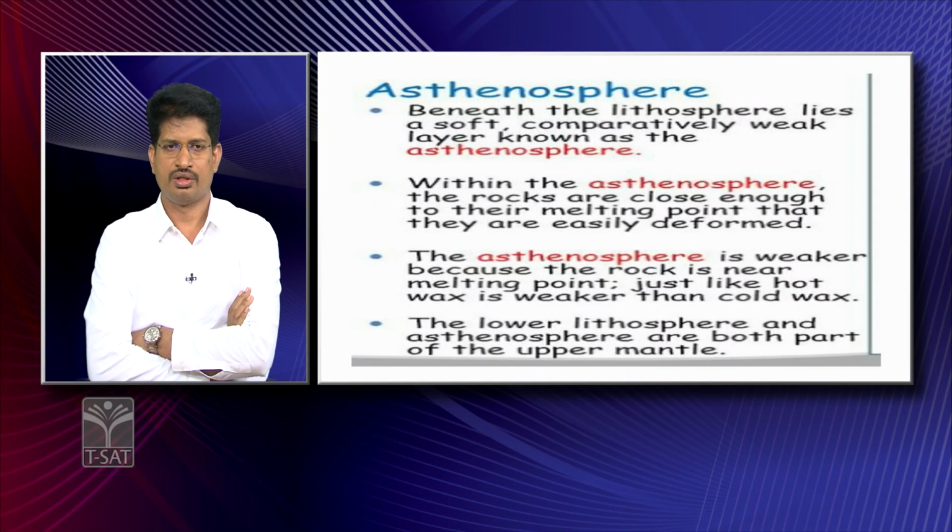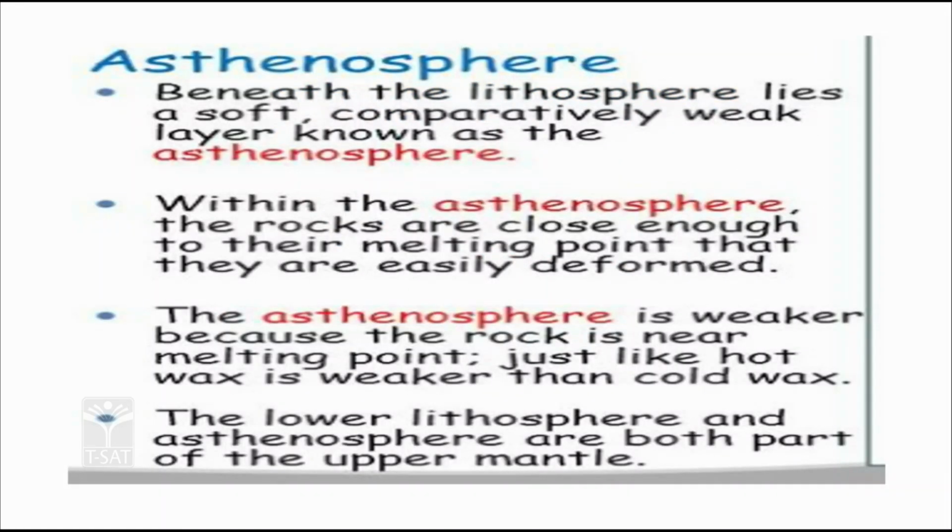Beneath the lithosphere lies a soft, comparatively weak layer known as the asthenosphere. Within the asthenosphere, the rocks are close enough to their melting point that they are easily deformed. Because of the pressure conditions, they can be deformed and folded. The asthenosphere is weaker because the rock is near the melting point, just like hot wax is weaker than cold wax. The lower lithosphere and asthenosphere are both part of the upper mantle.